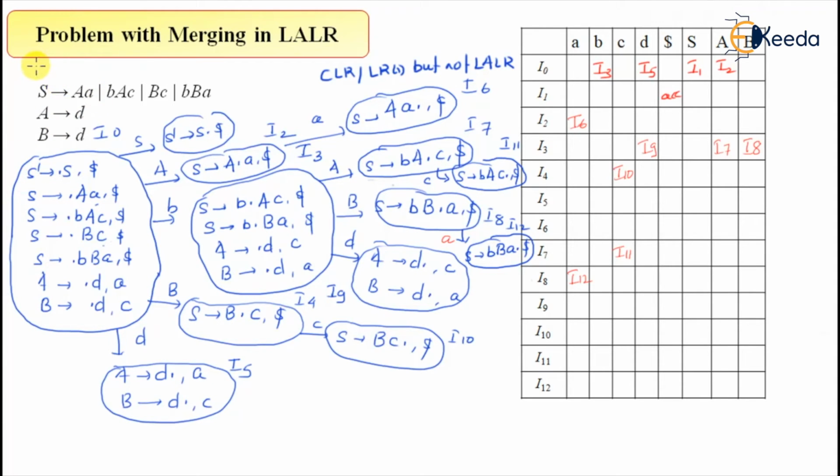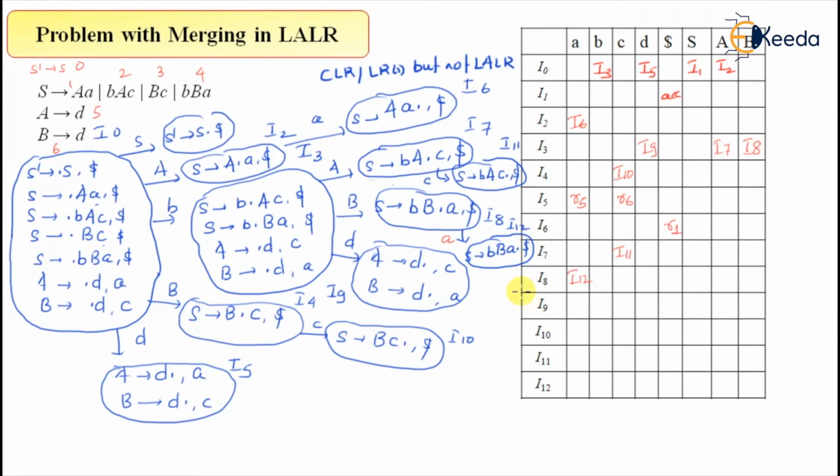Okay, starting with S test derive S, and that is 0. This is 1, 2, 3, 4, 5, 6. So I5 consists of A derived D dot, which is R5 in the A column, and B derived D dot, which is R6, and that is in the C column. I6's number is 1 and it is in the dollar column, so I'll write here R1.